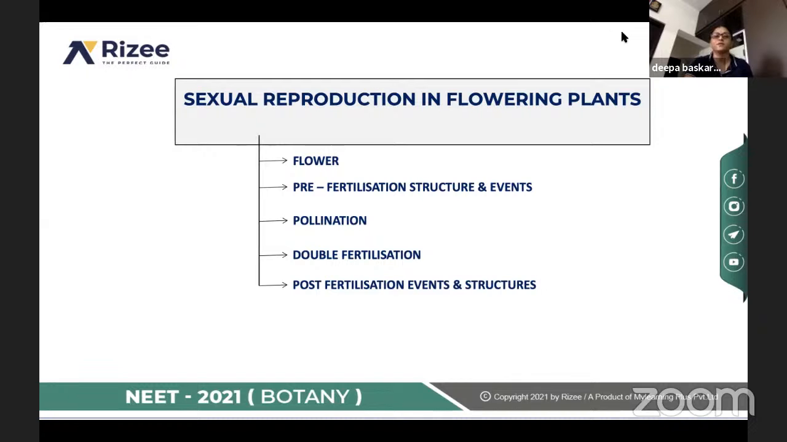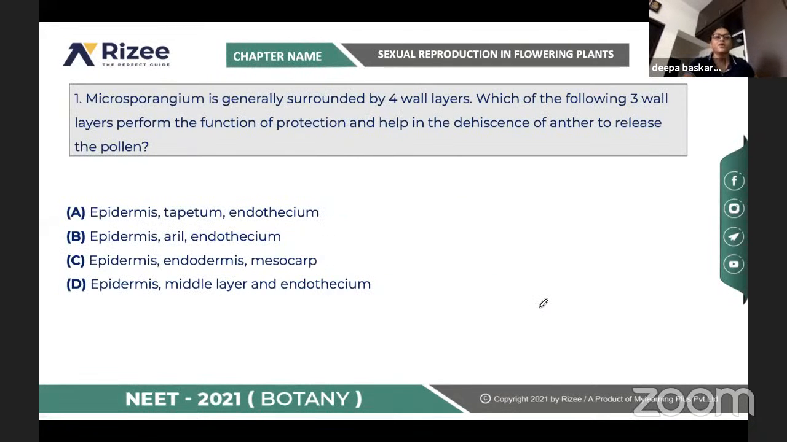Reproduction in organisms. From this chapter you can expect 3 questions. This chapter includes flower, pre-fertilization structure and events, pollination, double fertilization, post-fertilization events and structures. So let us start with the question.